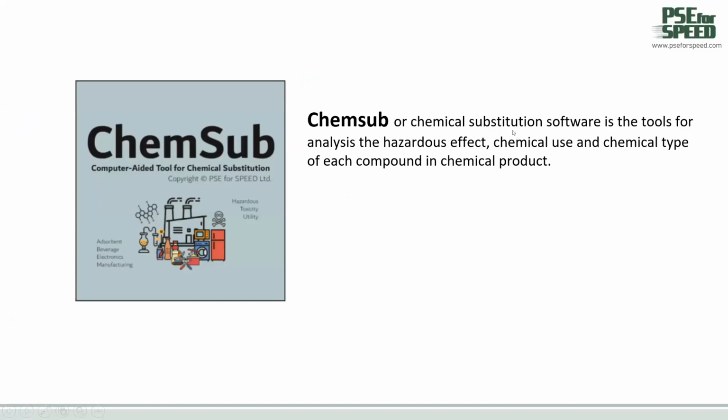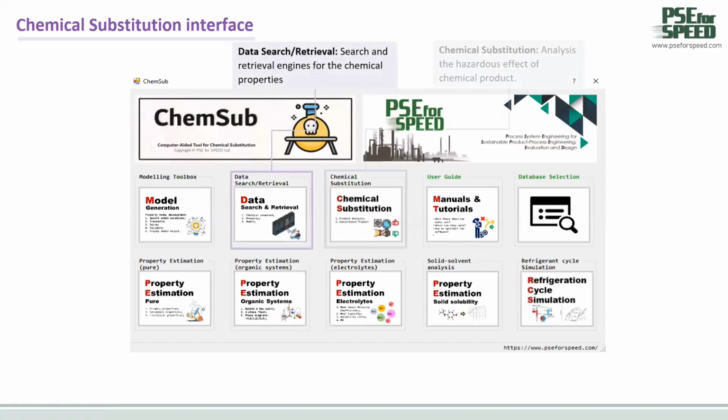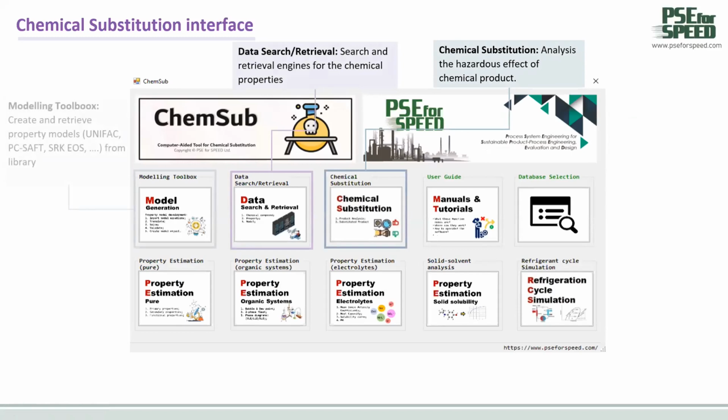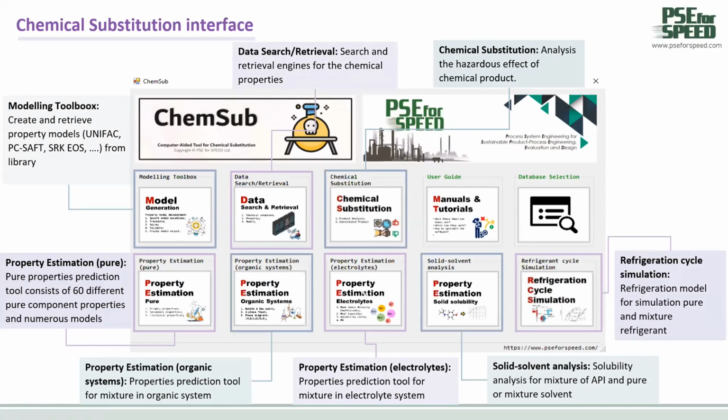ChemSub, or chemical substitution software, is a tool for analyzing the hazardous effect, chemical use, and chemical type of each compound in the chemical product. And here is the ChemSub interface that consists of data search and retrieval, chemical substitutions, and other tools, modeling tools for property estimation in pure, organic, and electrolyte systems, with solvent analysis and refrigeration cycle.